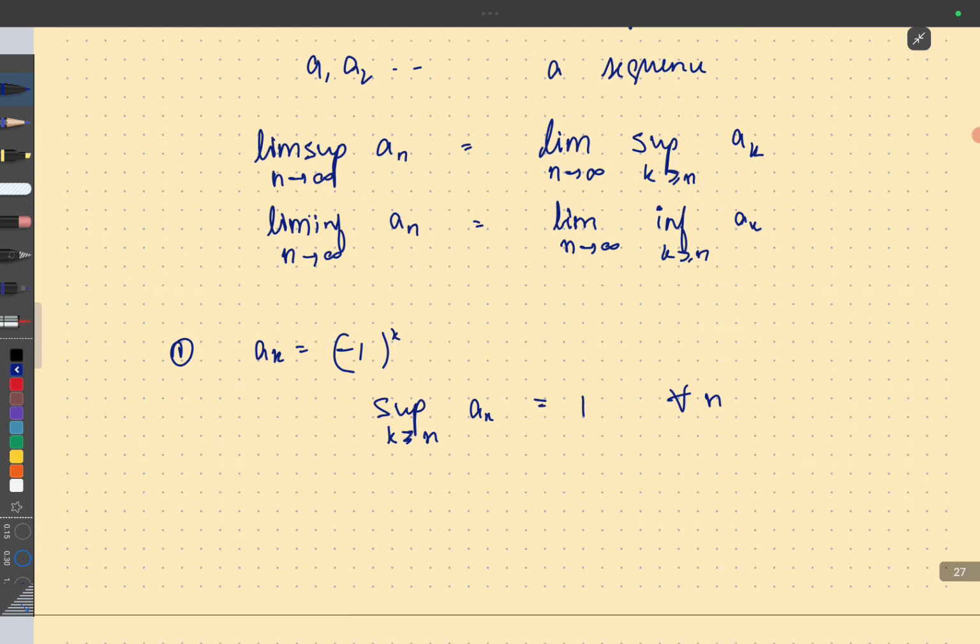So if you look at this particular sequence, the supremum over k greater than or equal to n of ak is equal to 1, 1, 1, 1, 1, 1, 1. And therefore, this has a limit as n tends to infinity. The lim sup as n tends to infinity of an is equal to plus 1. What is the lim inf? It's equal to minus 1.